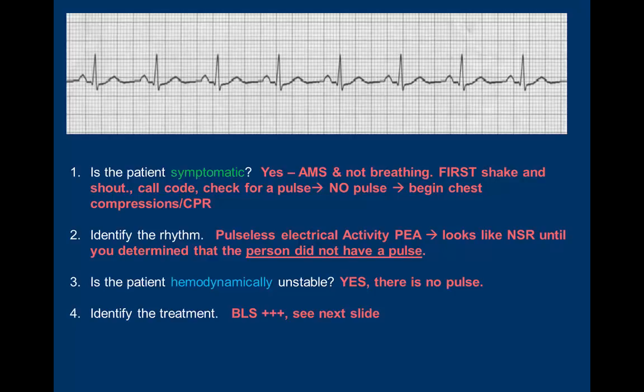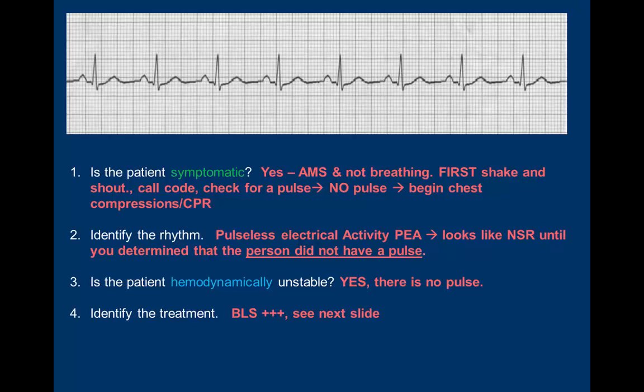If you go back to the scenario, this was a young man, so that means his heart is young and it's working really well. The electrical activity is just fine, but the mechanical portion, the whole heart ejecting blood, is not happening. And that is why you do not have a pulse.